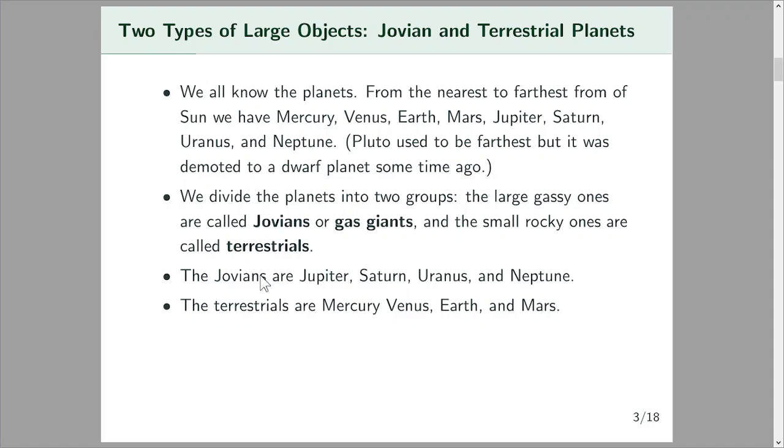The large gassy ones are called Jovians, or gas giants. It's a little more complicated than that, but that's what we're going to say. The Jovians is what I usually call them. And then the small rocky ones are called terrestrial planets. So Mercury, Venus, Earth, and Mars are terrestrial planets. Jupiter, Saturn, Uranus, and Neptune are Jovians, or gas giants. By the way, you should know those in the order they exist from the Sun.